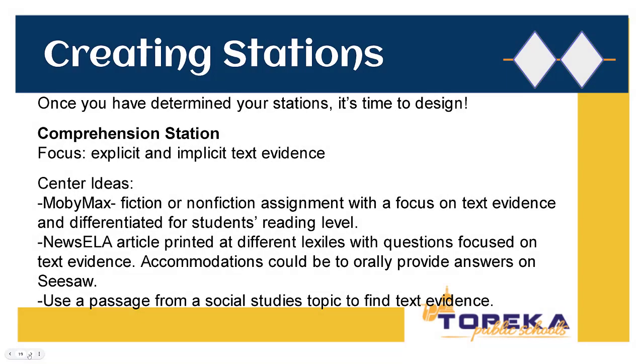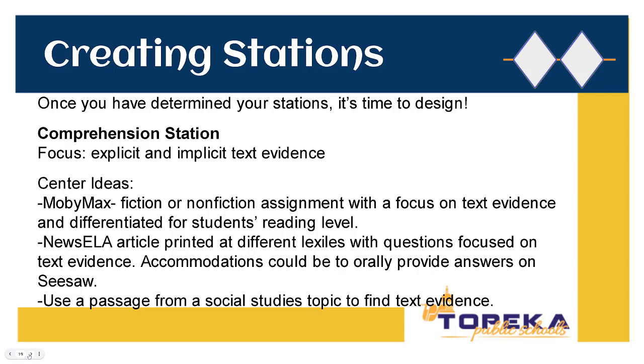So once you've determined your stations, you've answered those questions, let's look at what it would look like to create stations. On this screen, you'll see an example for comprehension. You'll notice that the comprehension station would be my constant, and my focus right now for that comprehension station would be explicit and implicit text evidence. So now I'm thinking about how can I implement that center with that focus.